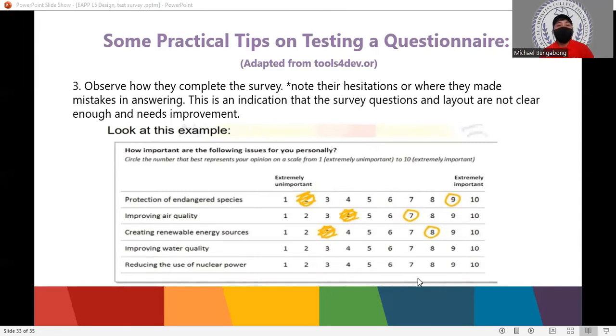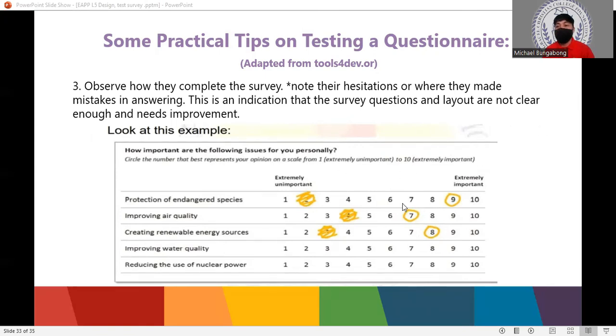So, going back to our discussion, class, some practical tips on testing a questionnaire, all right? So you have to observe how they complete the survey. Note their hesitation or where they made mistakes in answering. This is an indication that the survey questions and layout are not clear enough and need improvement. So if the question is like this, maybe your instruction is not well written or is not understandable by many. Circle the number that best represents your opinion on a scale from 1. So you will probably be looking at this.